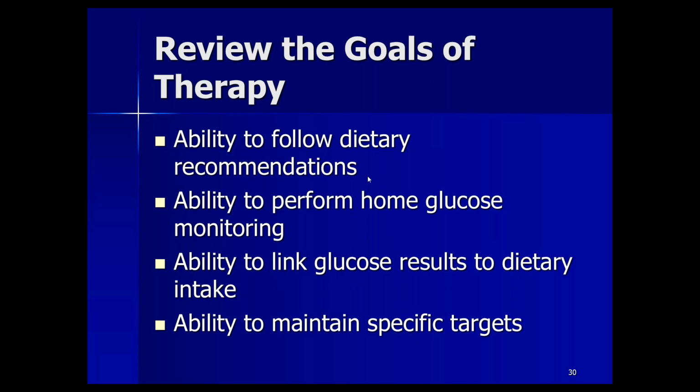Then we talk about how well she is going to be able to follow the dietary recommendations. Let's be realistic as opposed to simply optimistic. Performing home glucose monitoring, what are the barriers to that? There are all sorts of ways to link glucose results to dietary intake.